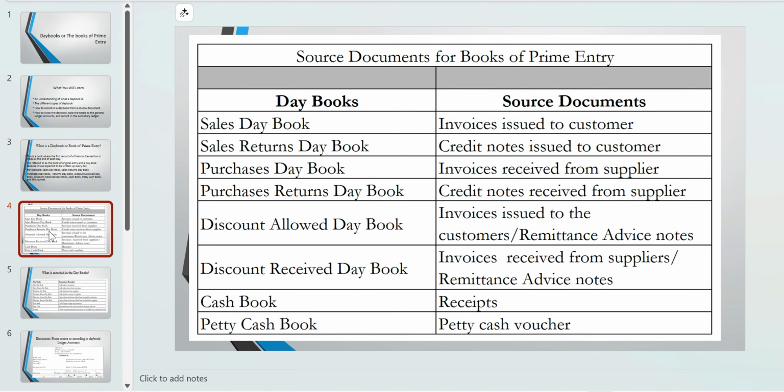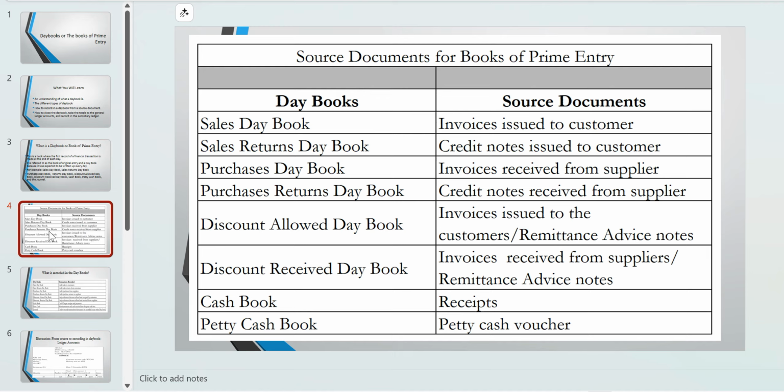Here are the source documents for books of prime entry. We have the day books column and the source documents we record from. We have the sales day book. We record invoices issued to customers in the sales day book. In the sales returns day book, we record credit notes issued to customers when they return goods back to the business. Purchases day book, we record invoices received from suppliers we have bought from on credit.